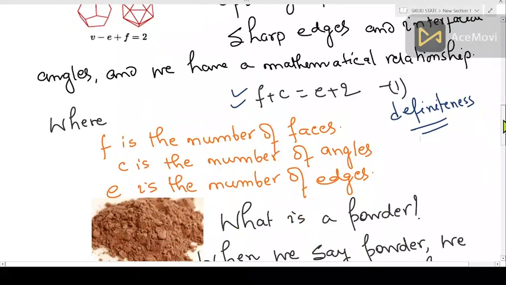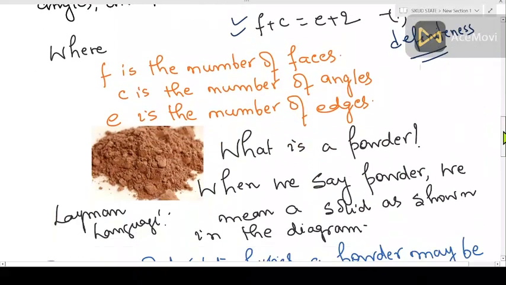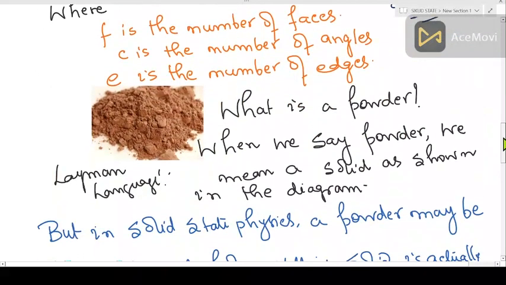Now what I asked in the introductory video, what is a powder, and all of you, even a standard 5 level student, will say that this one is a powder because it is crushed, finely crushed. So in the layman language, you have a powder which is of this form, dust form.